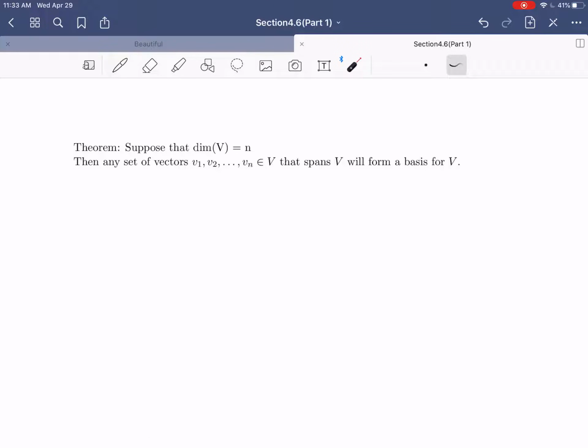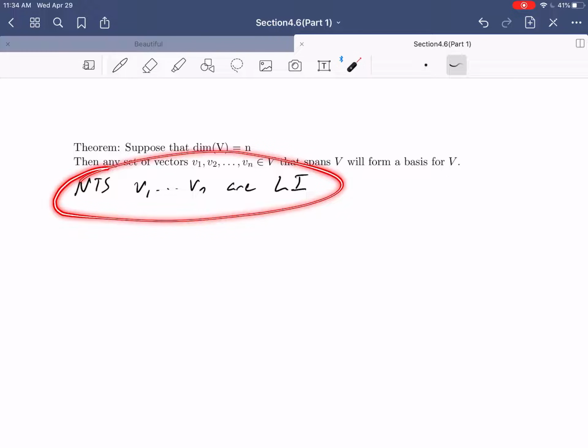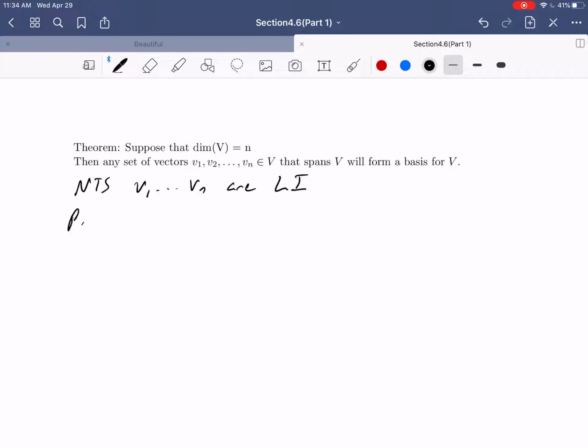As our theorem here, we're going to suppose again that the dimension of V is equal to n, and then any set of vectors V1 through Vn that spans V will form a basis. So what do we need to show here? By assumption, we're saying that they span V. To form a basis, they need to span V and be linearly independent. So we need to show that V1 through Vn are linearly independent. How are we going to do that? We're going to do that as a proof by contradiction.